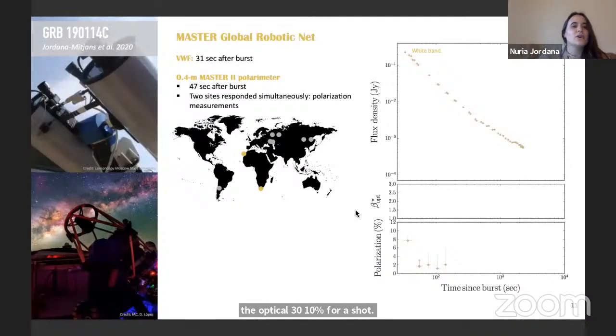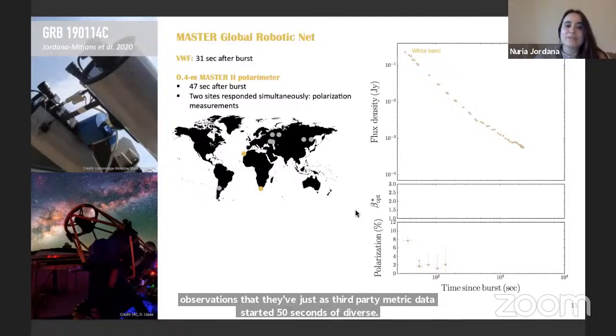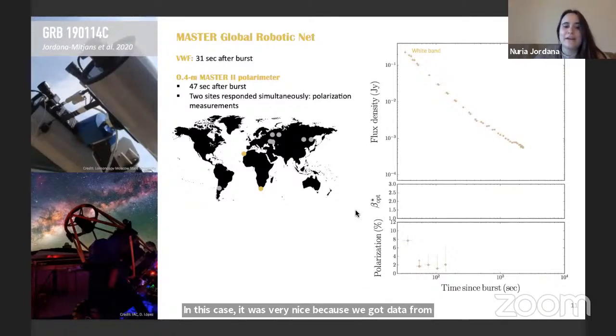For the case of the GRB from 2019, we got data from two collaborations. This was a joint effort from MASTER Global Robotic Net and also the Liverpool Telescope. Here you can see MASTER data on the right. Our observation started just 30 seconds after the burst, and the polarimetric data started 50 seconds after the burst. In this case, it was very nice because we got data from two MASTER sites, one from the Canary Islands and the other from South Africa.